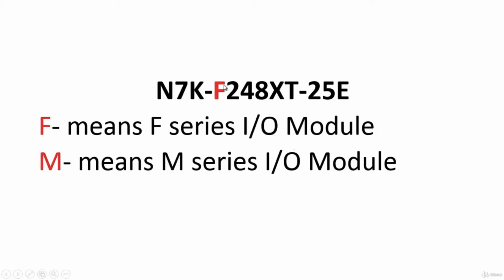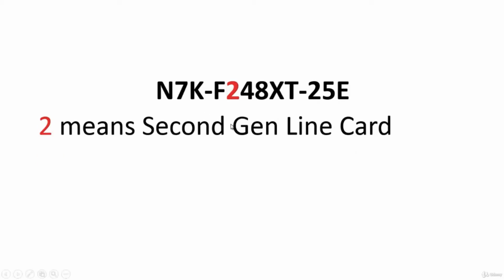So F, what does the second F mean? F means F series input output module. If it was M, then it would have been M series modules. Initially, when these modules were introduced, like F and M, F had only one functionality, layer 2, and M had layer 2 plus layer 3. But nowadays we have F3, which is capable of routing as well. 2 means it's a second generation card. So if it was M3, that would have been M series third generation. If it was F3 or F1, it means first generation or third generation accordingly. Alright, very simple to understand at this point.